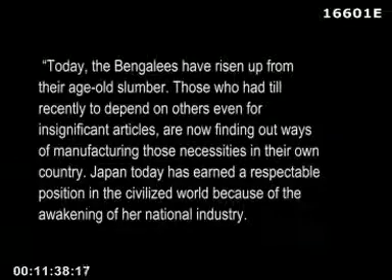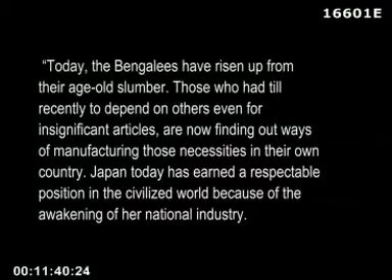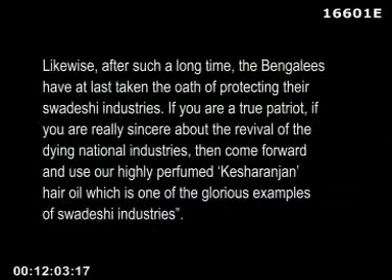Quote, "Today the Bengalis have risen up from their age-old slumber. Those who had till recently to depend on others, even for insignificant articles, are now finding out ways of manufacturing those necessities in their own country. Japan today has earned a respectable position in a civilized world because of the awakening of a national industry. Likewise, after such a long time, the Bengalis have at last taken the oath of protecting their Swadeshi industries.